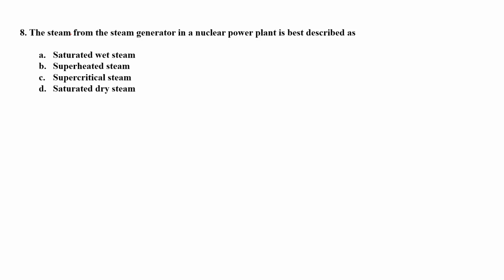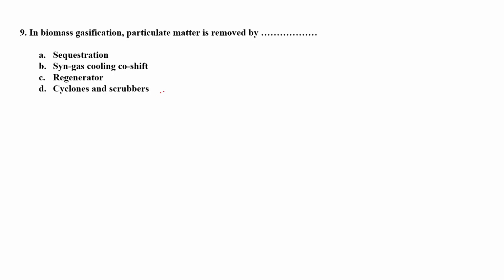The steam from the steam generator in a nuclear power plant is best described as what? The steam generated in a nuclear power plant contains very high heat. It is superheated steam, at a very high temperature and high pressure. Then in biomass gasification, particulate matter is removed. We studied this in the previous lectures. The particulate matter is removed using cyclones and scrubbers.